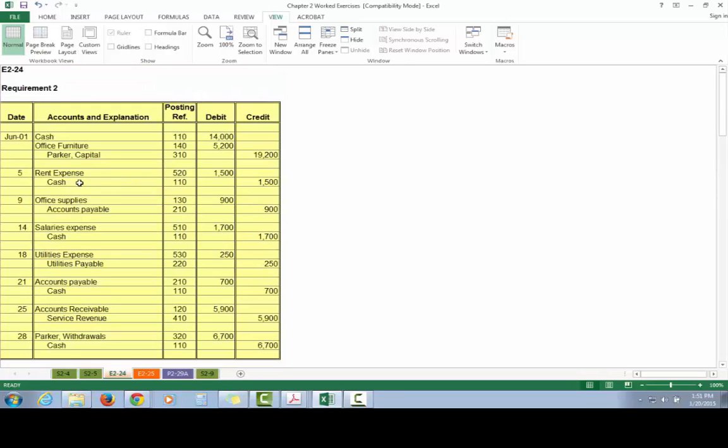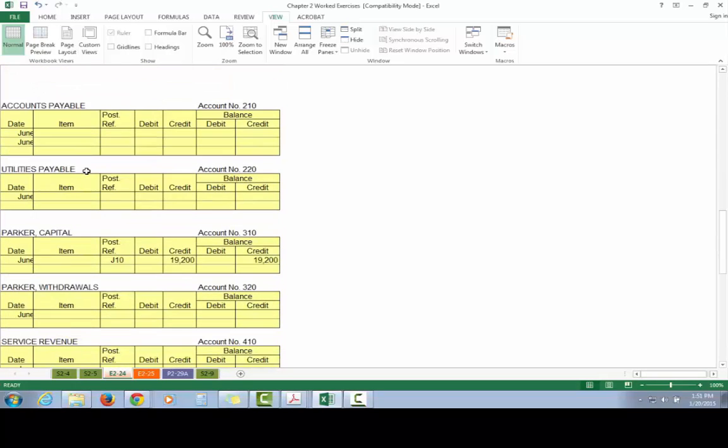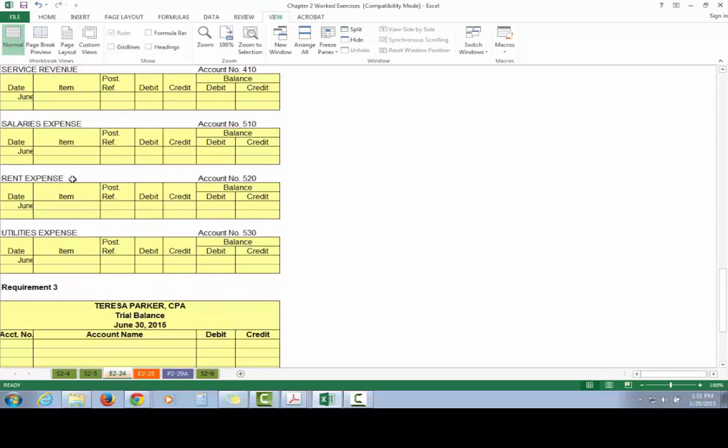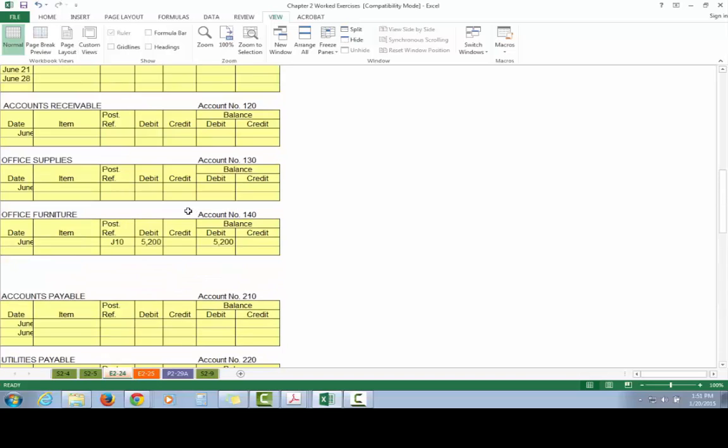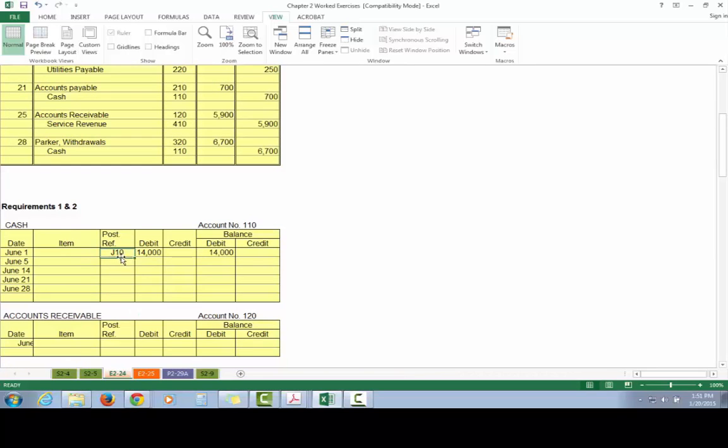We'll do the same thing for the entry on June 5th. So we're going to debit rent expense. We're going to come down here, find our rent expense. Journal entry 10. We're going to debit that for $1,500. So we have a debit balance of $1,500. And then our credit was to cash. We're going down here and credit cash.